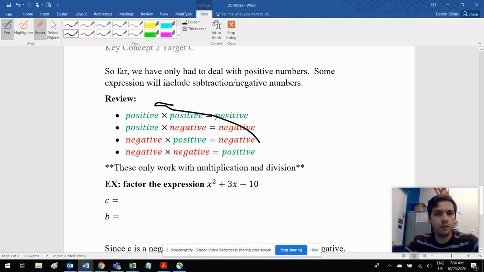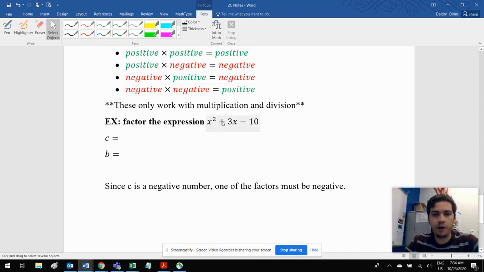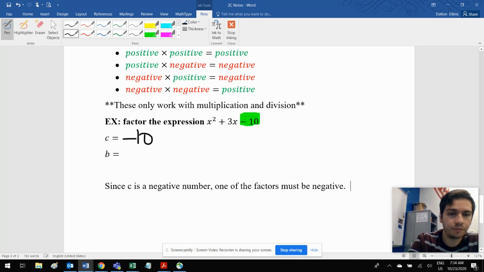So let's look at an example that will have a negative number here. Let's say we want to factor the expression x squared plus 3x minus 10. Okay, big emphasis here on this minus 10. So we're going to have to deal with a whole new set of things. So our C value here, the value at the very end, the constant term, is negative 10. And then B is still just 3.